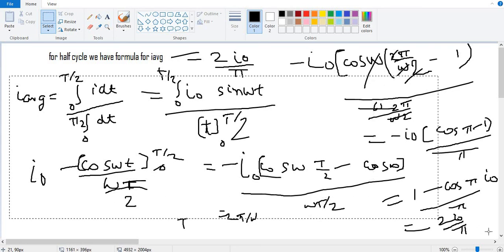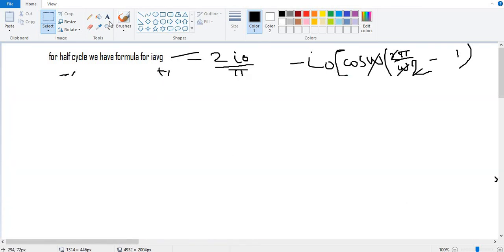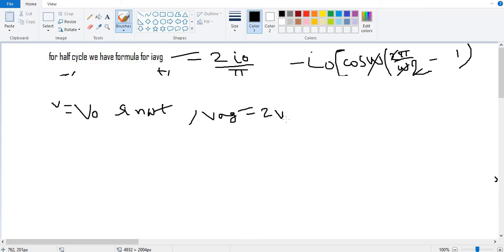Similarly, we have the value of v equal to v naught sine omega t. So what will be the value of v average for the half cycle? Similarly, v average is equal to 2 v naught by pi.